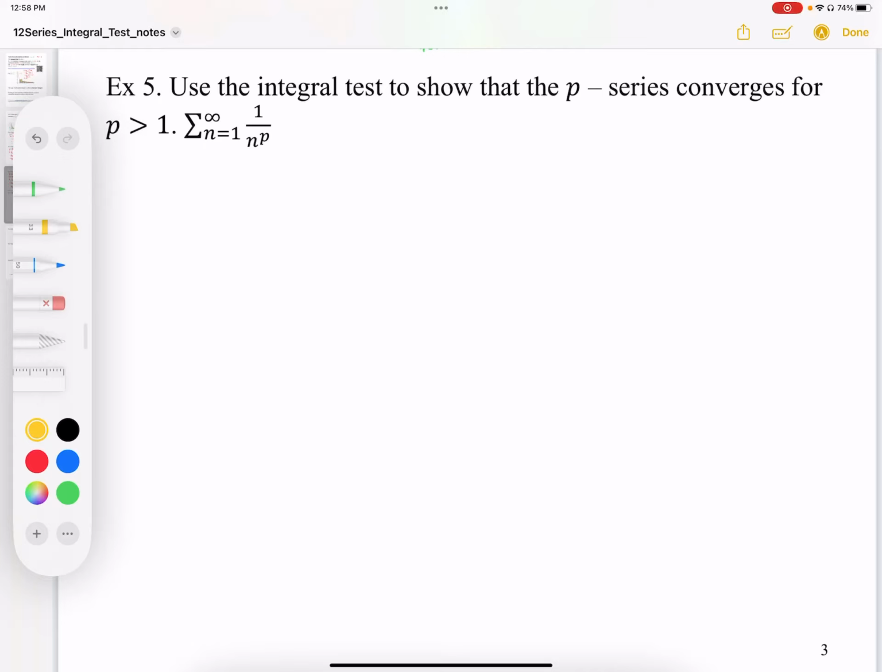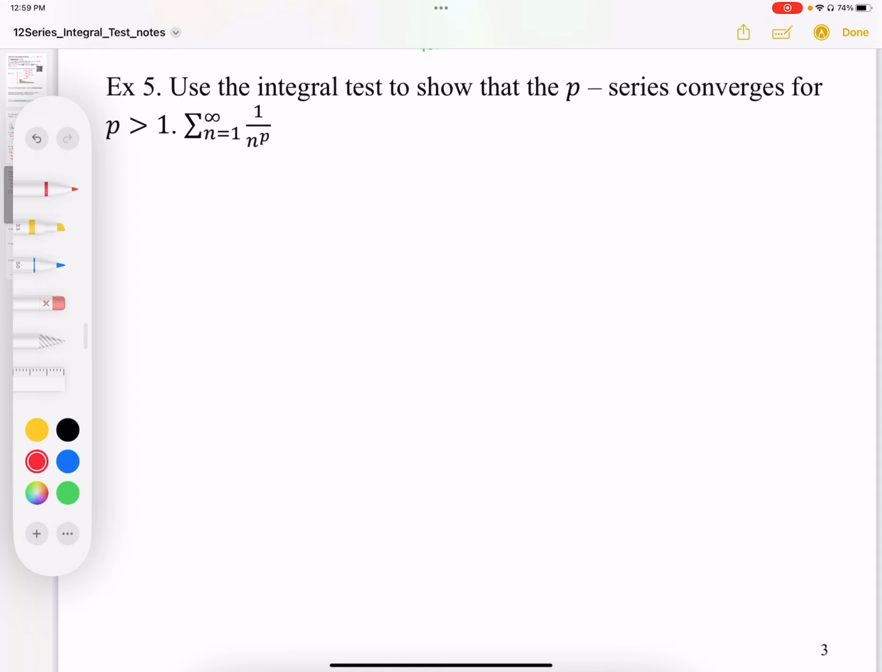Example 5. Use the integral test to show that the p-series converges for p bigger than 1. This is something we've already established. If p is equal to 1, we have our harmonic series, and it diverges. If p is less than 1, we have roots, which means the denominator is weak, so it diverges. And if p is bigger than 1, it will start to converge. Okay, so we're going to use our integral test for this.